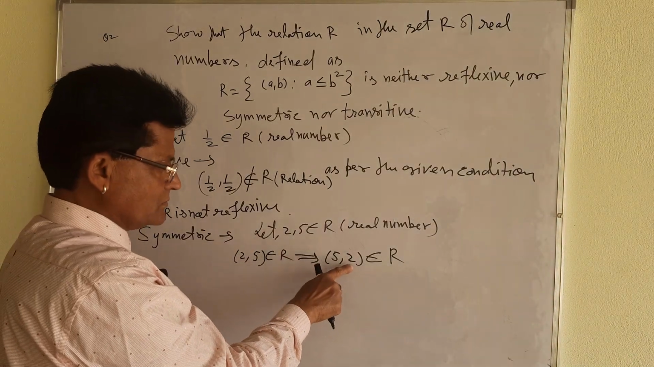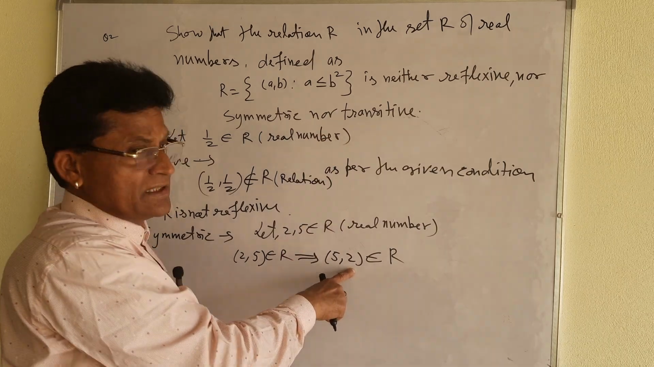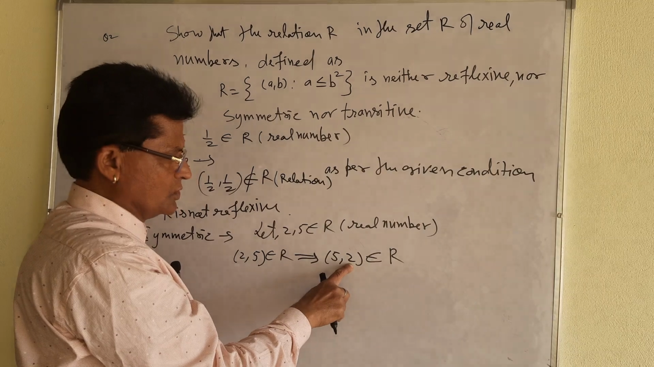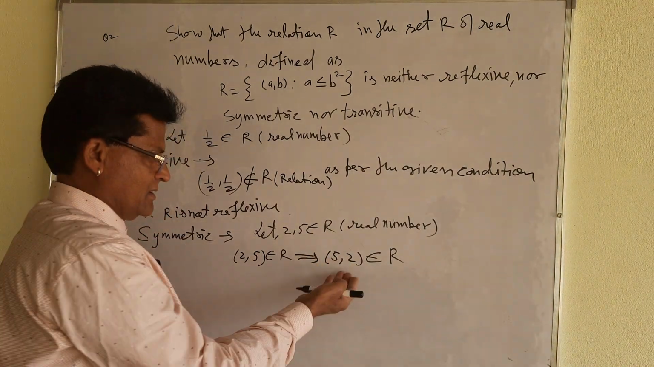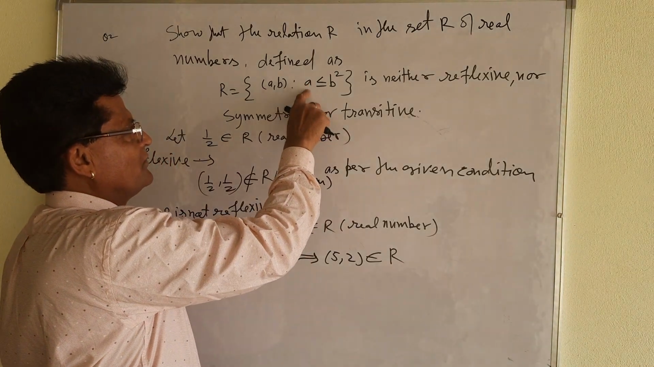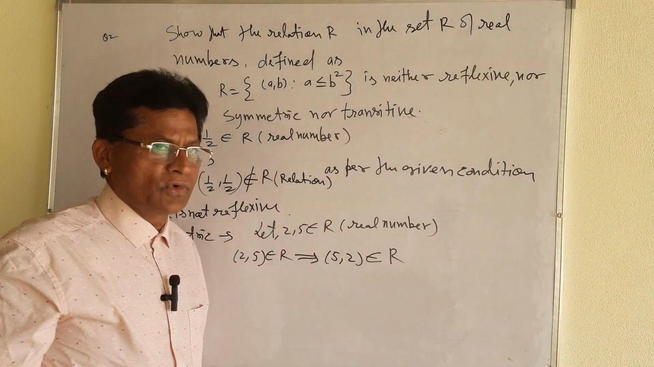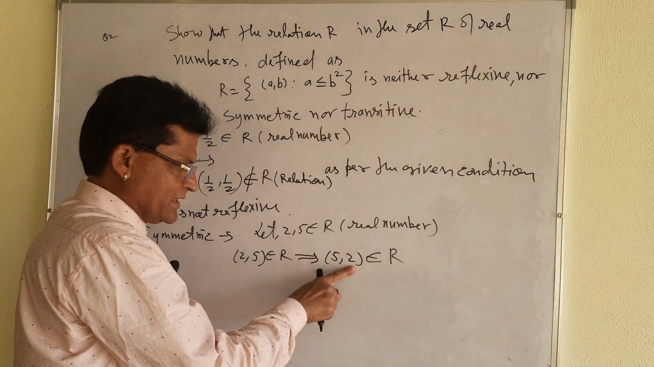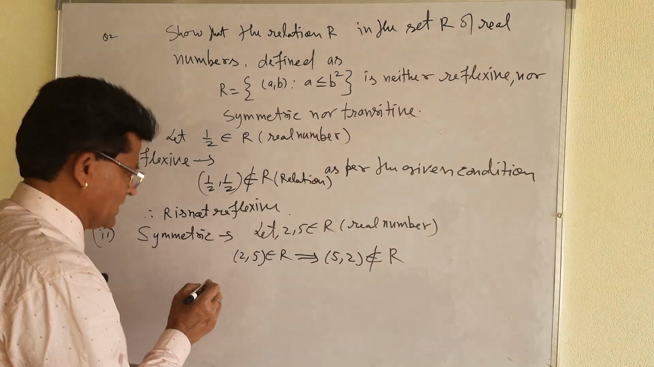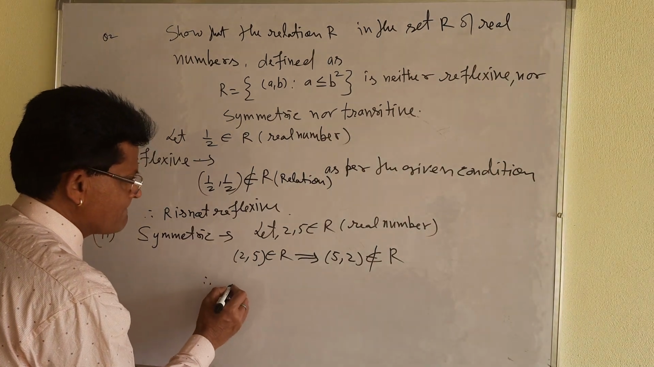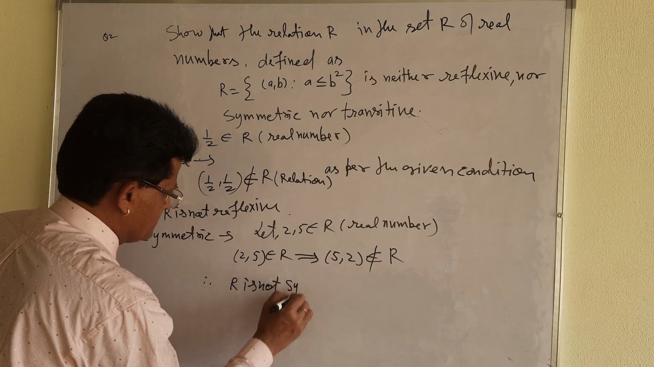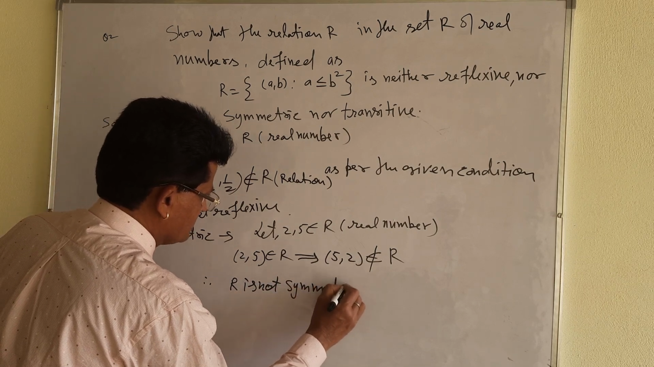But you see, for 5, 2, first is A, second is B. A is 5 and B is 2. 2 square means 4. Is 5 less than 4? No. 5 is not less than 4. That is why it is not correct. You see, my dear student, we have proved that R is not symmetric. This is not a symmetric relation.